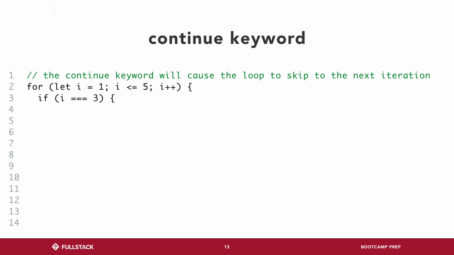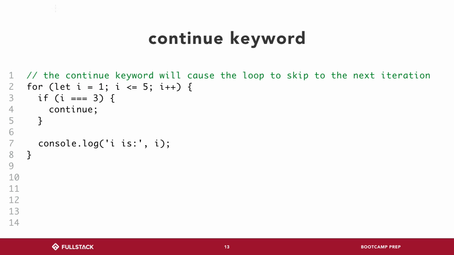The continue keyword is for, as Mark mentioned, when you want to skip running whatever code is under it and just go to the next iteration. Can anyone tell me what this will output to the console? 1, 2, 4, 5. Yeah, it'll just skip. It won't log this part. When it hits this, it just goes back out, re-increments, and then continues on.